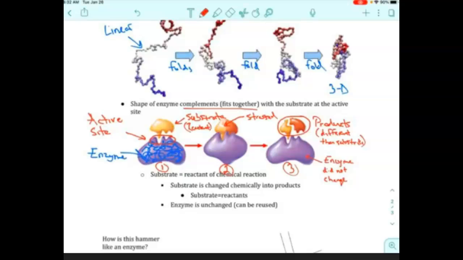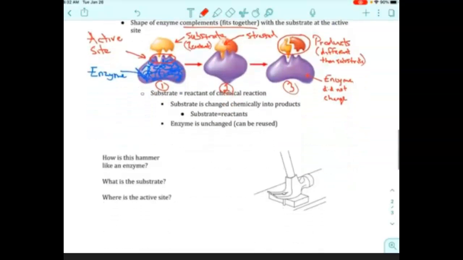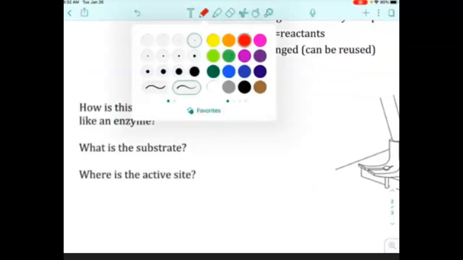So an enzyme is a lot like a tool. Okay, whenever I think about enzymes and what they do in our cells to make changes happen, I think of them as kind of like tools, kind of like a hammer. Okay, a hammer is a lot like an enzyme. It makes reactions or it makes changes happen faster.